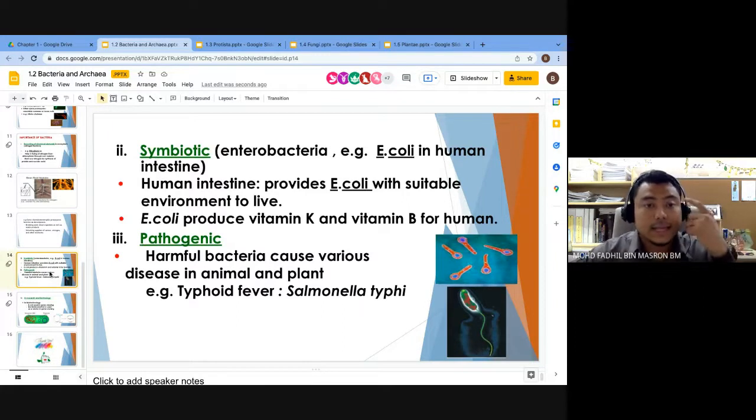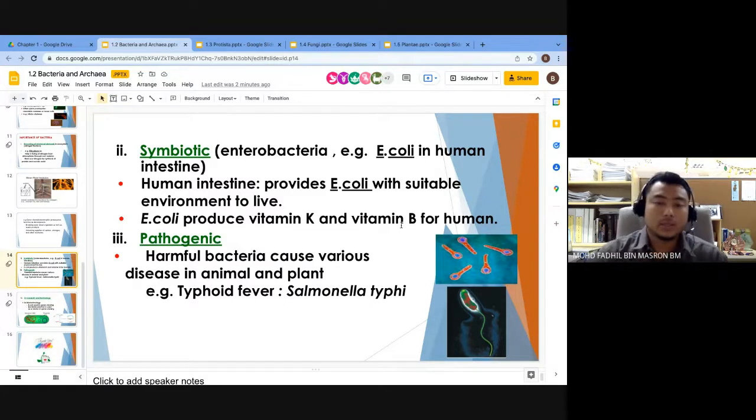Okay, another importance ataupun peranan of bacteria ni adalah it can establish a symbiotic interaction with a host. Contohnya macam kita lah, human. So E. coli ni, kita human intestine provide tempat tinggal dan makanan untuk E. coli. On the other hand, in return, E. coli akan produce vitamin K and vitamin B untuk manusia.